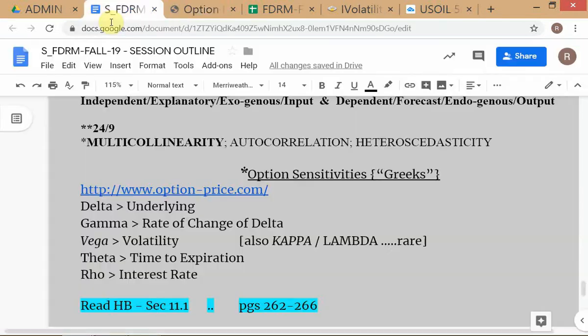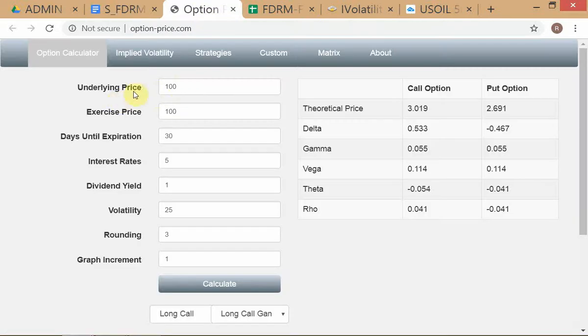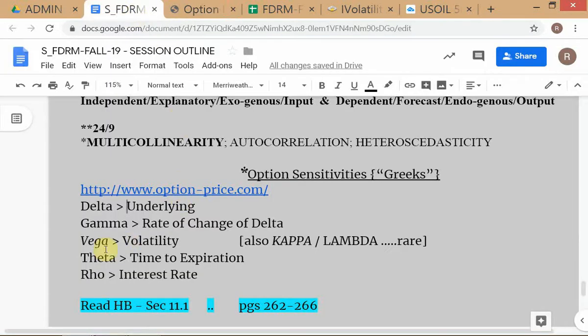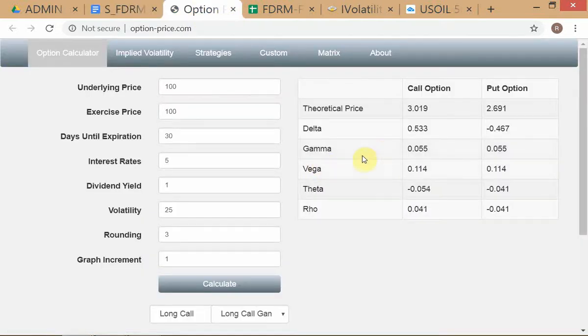The delta, this is already written in your notes, measures the sensitivity to changes in the underlying price, which you can see here is the underlying price. The most important are these four, and then rho also, which is not shown there, but rho is not as important. All the things on the right are inputs, except for the gamma, which is the rate of change of the delta.